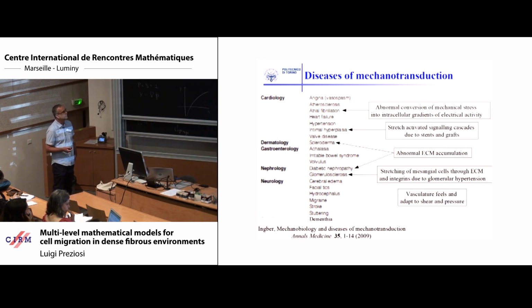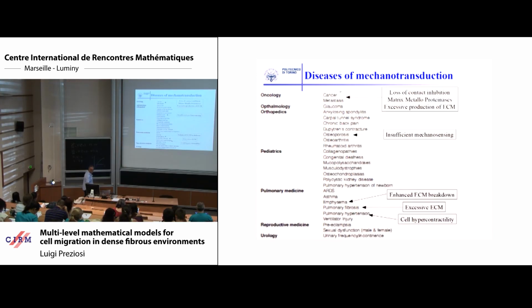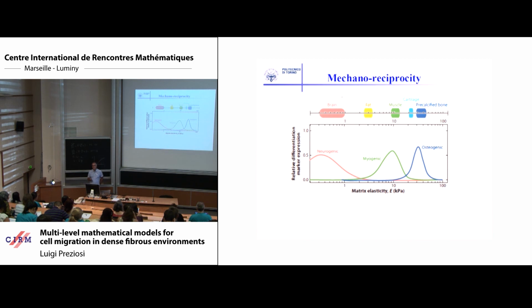This has to do with cardiovascular diseases. Or dementia, which also seems to be related to an overpressure of the liquid inside the brain, and so on. You see, the list is incredible. All the fibrosis have to do with the excessive production of extracellular matrix, and so on. But there is another thing that is probably more interesting than that.